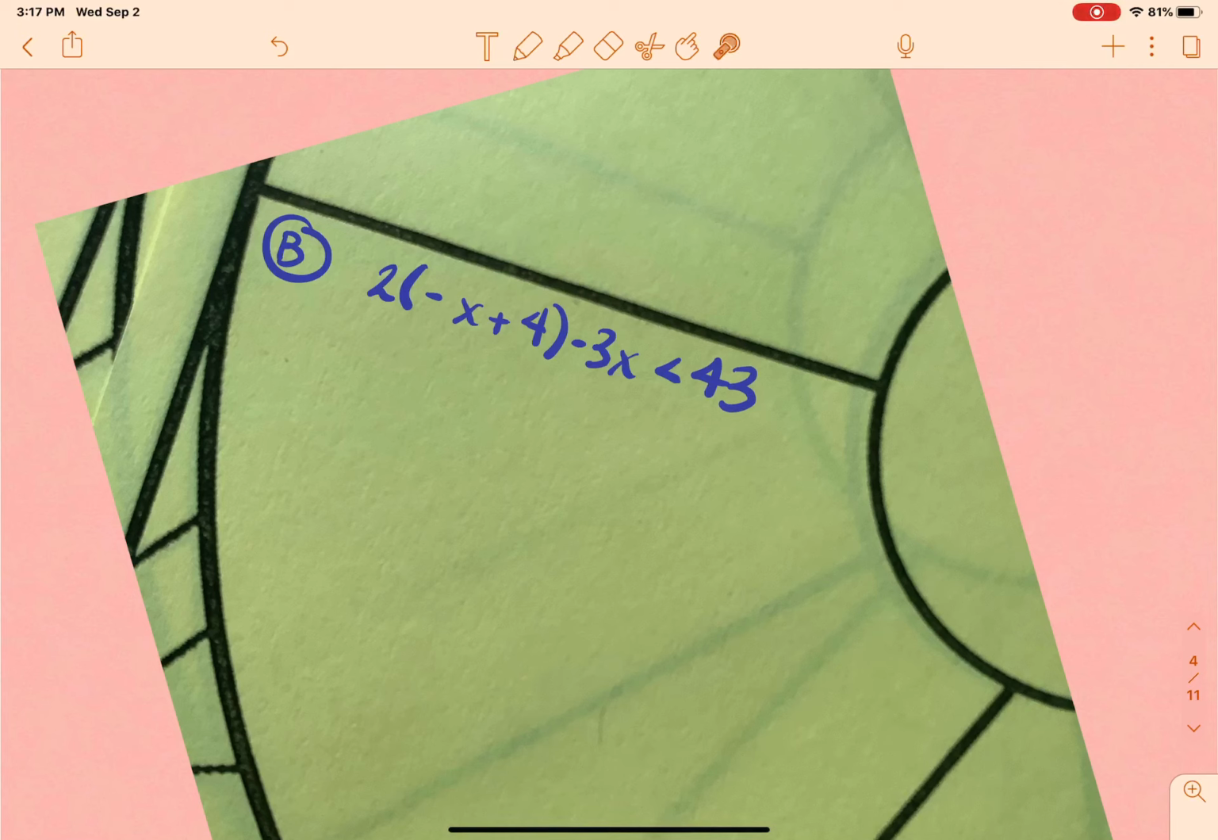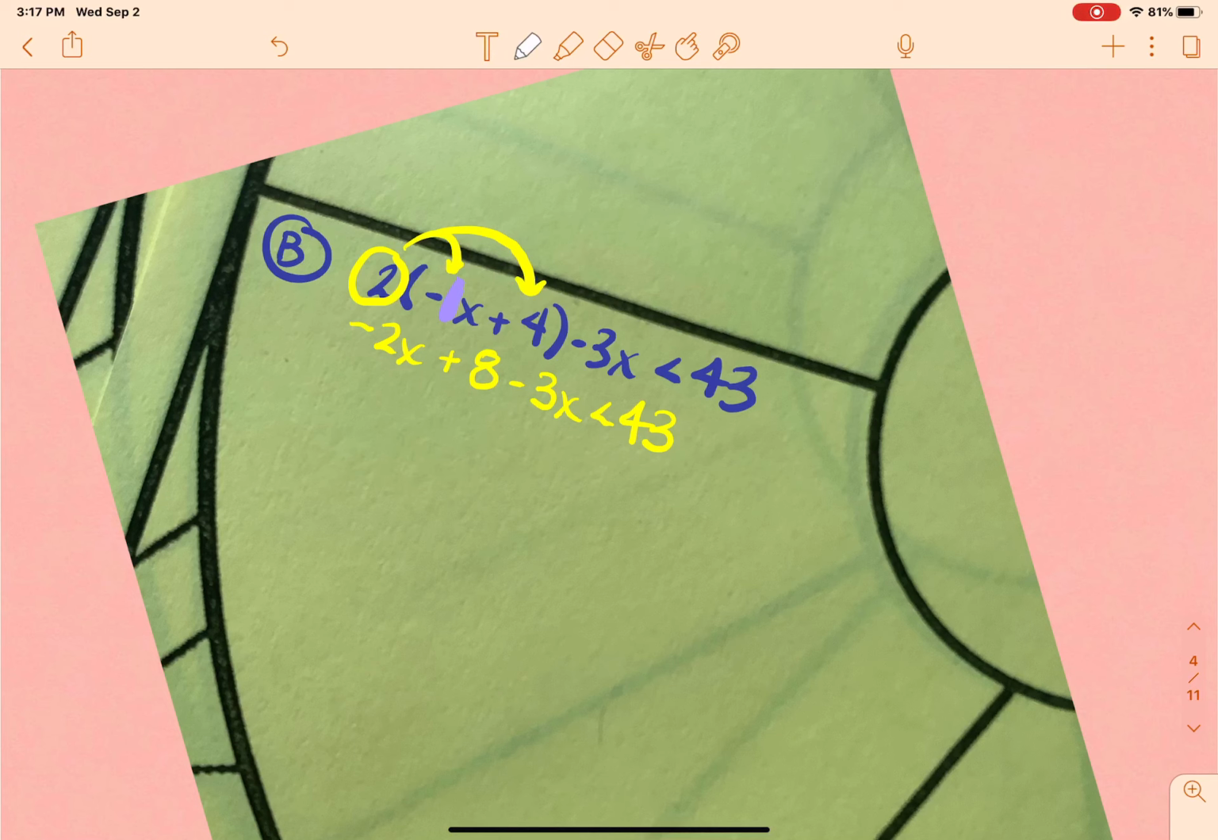Now, two things. Where this negative is at, there's no number there. Remember how we've always talked about that we assume that that's a 1 there. So we know that that's going to be negative 1. Now I need to distribute this to both values. So 2 times negative 1x is negative 2x. 2 times positive 4 is positive 8. Bring the rest down.